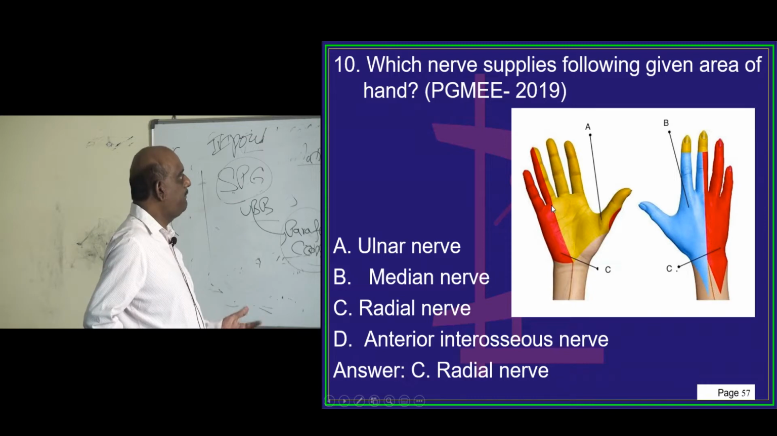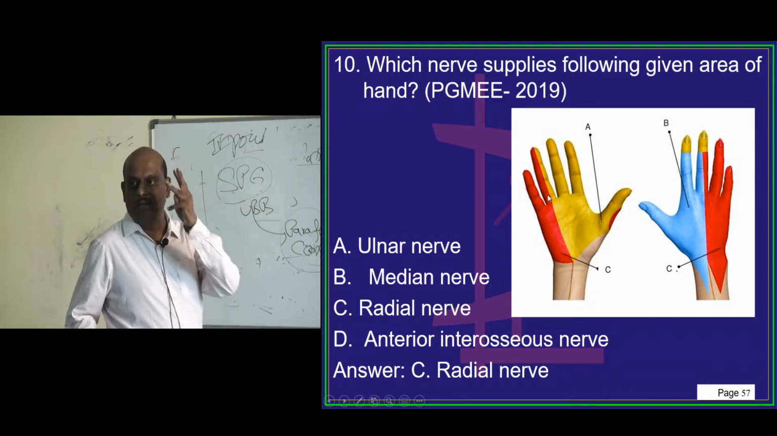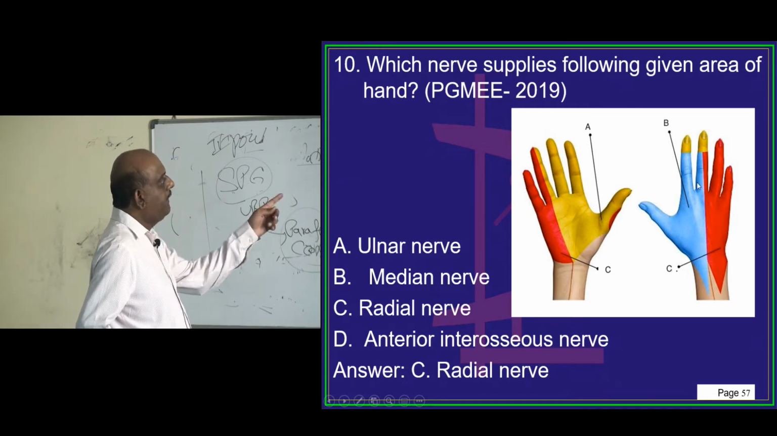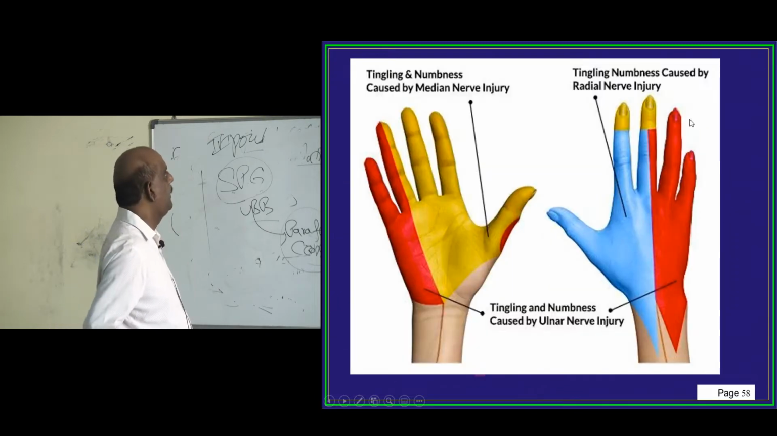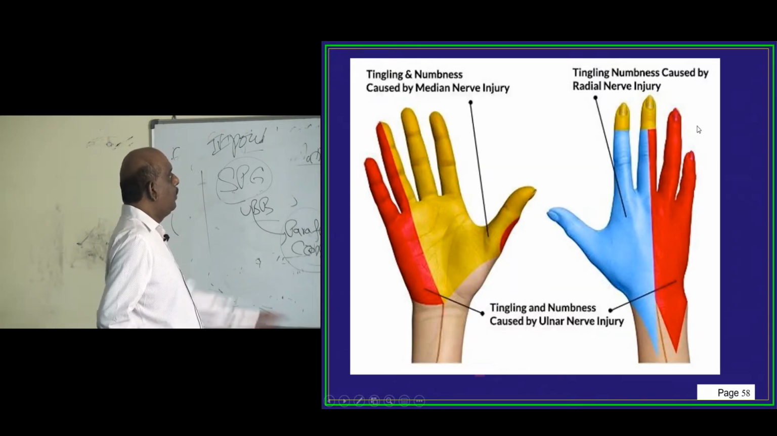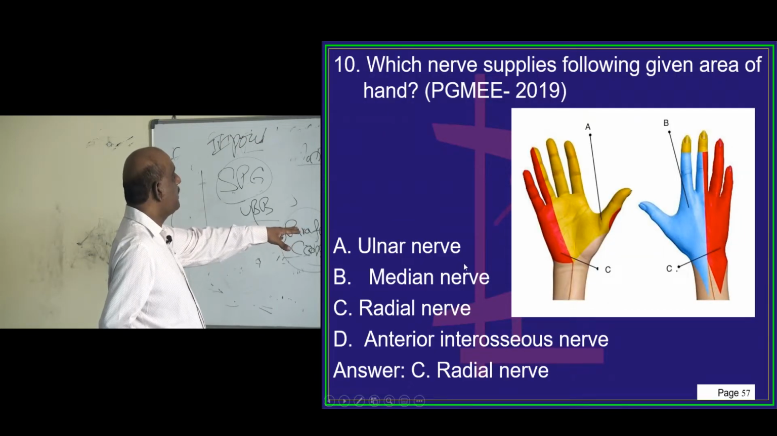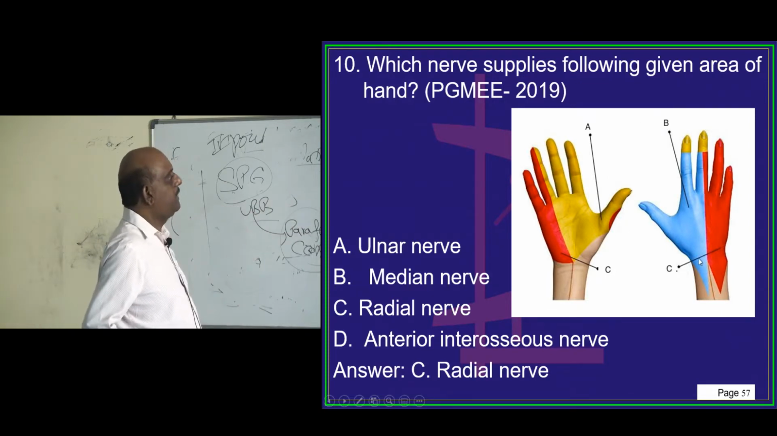On the palmar surface, the little finger and half of the ring finger, and 2.5 fingers dorsally, right? Now, so this is the radial nerve, this is the ulnar nerve. So the examiner actually asked the radial nerve area. So actually he asked about B, is the one which the examiner asked.